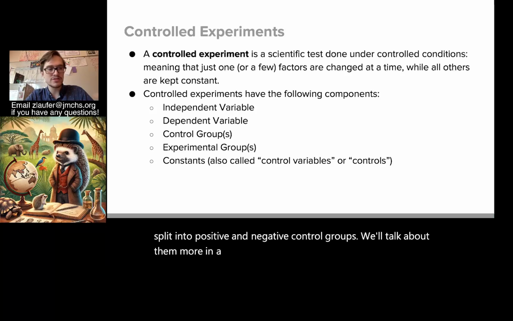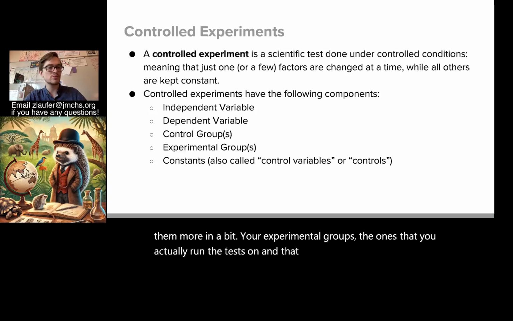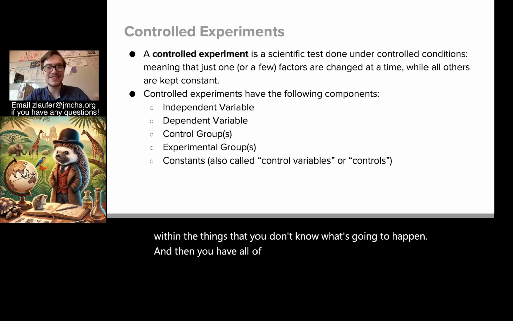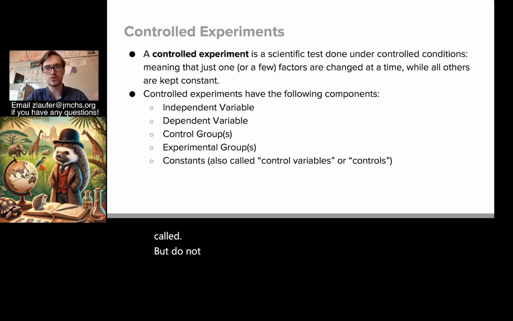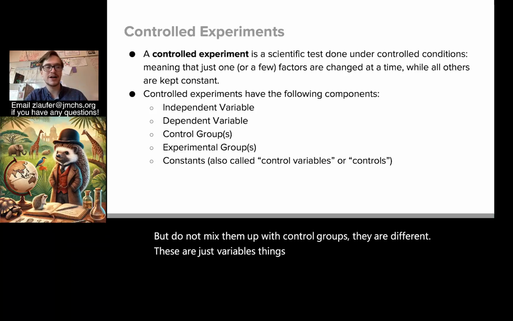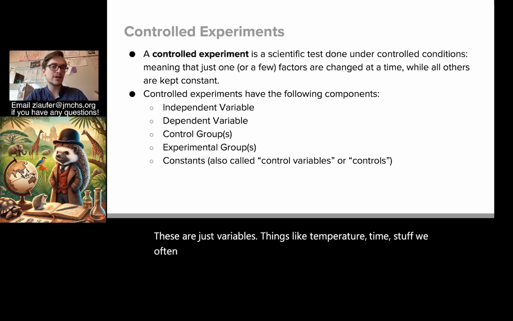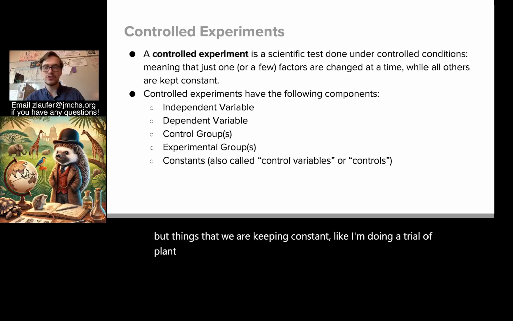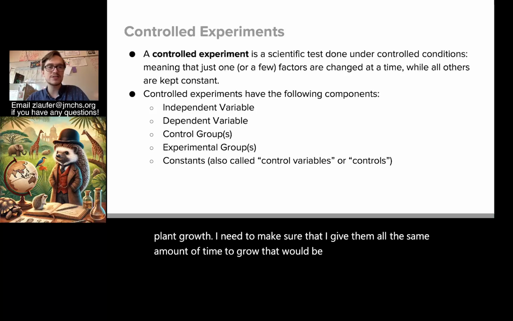Your experimental groups are the ones that you actually run the tests on and that you're changing the variables within, the things that you don't know what's going to happen. And then you have all of your constants. These will sometimes be called controls, but do not mix them up with control groups. They are different. These are just variables, things like temperature, time, stuff we often don't even think about as being controlled in an experiment, but things that we are keeping constant. Like if I'm doing a trial of plant growth, I need to make sure that I give them all the same amount of time to grow. That would be a control or a constant.